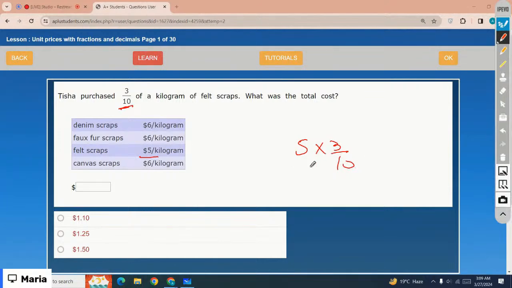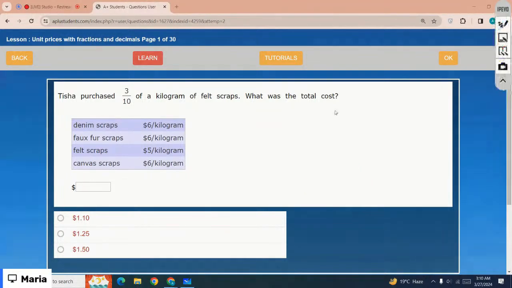So you can do 5 times 0.3. 3 divided by 10 equals 0.3. And 5 times 3 is 15, that is 1.50. So that means the price of 3/10 of a kilogram of felt scrap is $1.5. The correct option is 1.5, the last one. Got it? The correct option is $1.5. Any question?